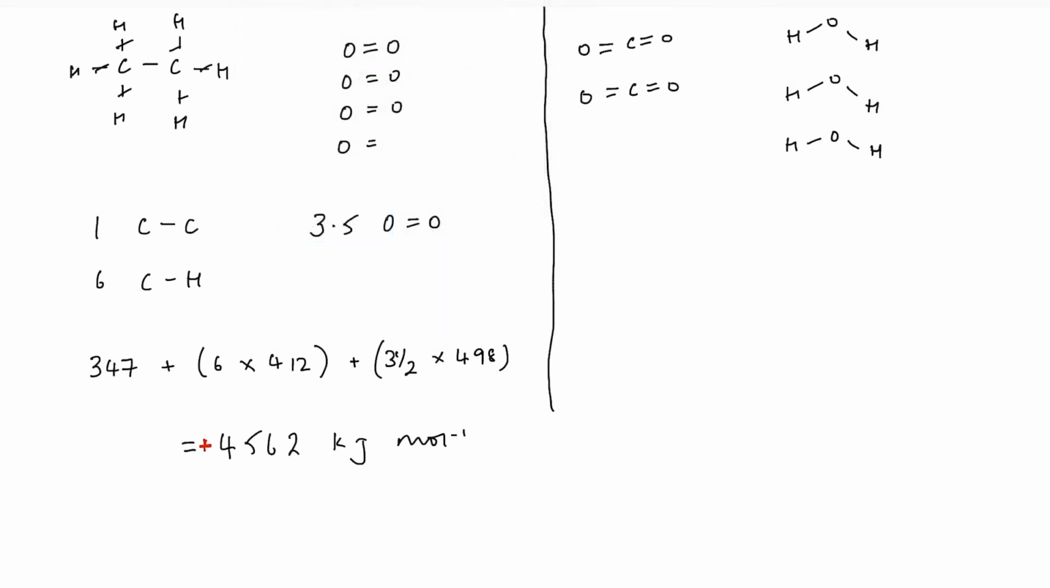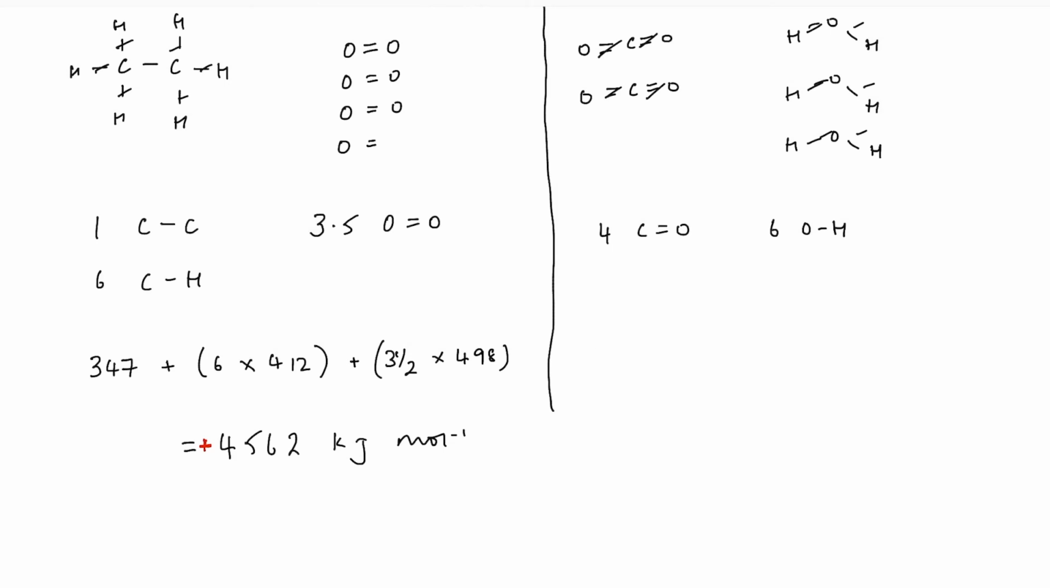I can do the same for my products. I am making 4 carbon double bond oxygens and 6 OH bonds. Quite often people won't bother drawing out the water because it's just water, and they'll put 3 OH bonds because it's 3 H2O. And it's little mistakes like that that people do under pressure and in exams when they're not thinking, or they're trying to be too clever.